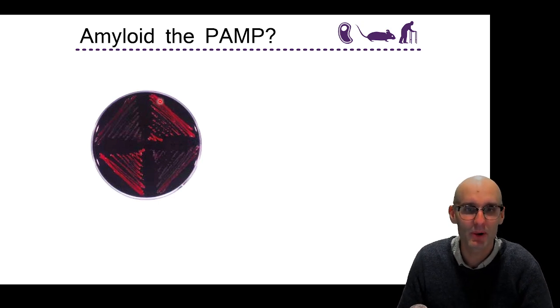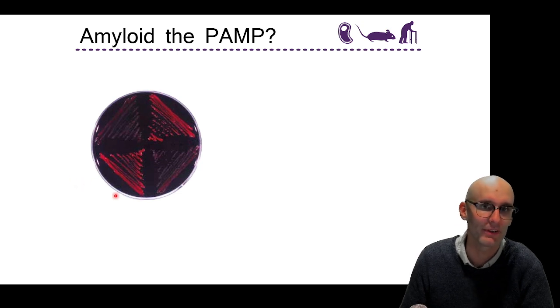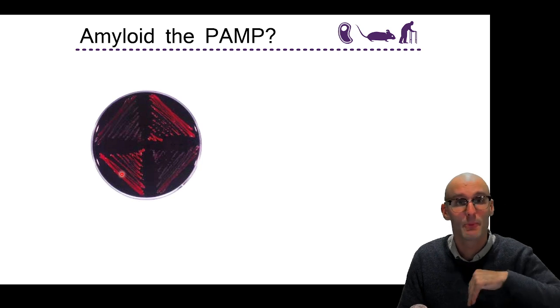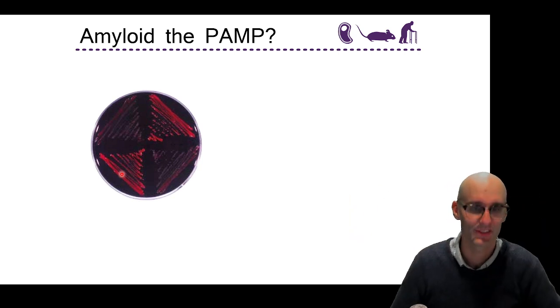So we can see that these bacteria are testing positive under the Congo red stain, showing that these bacteria have amyloid-like proteins protruding from their cell wall.